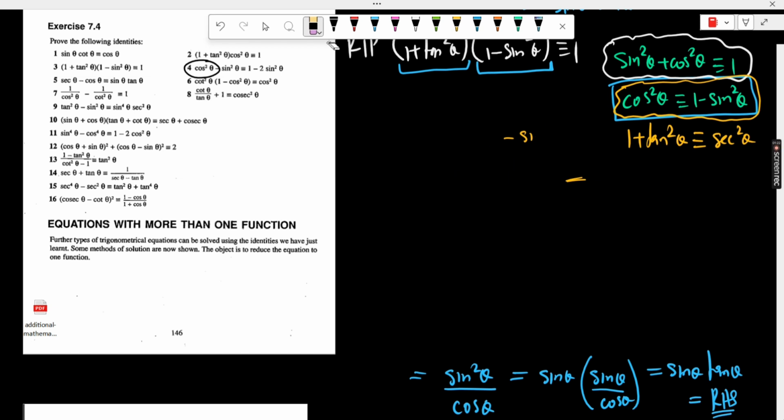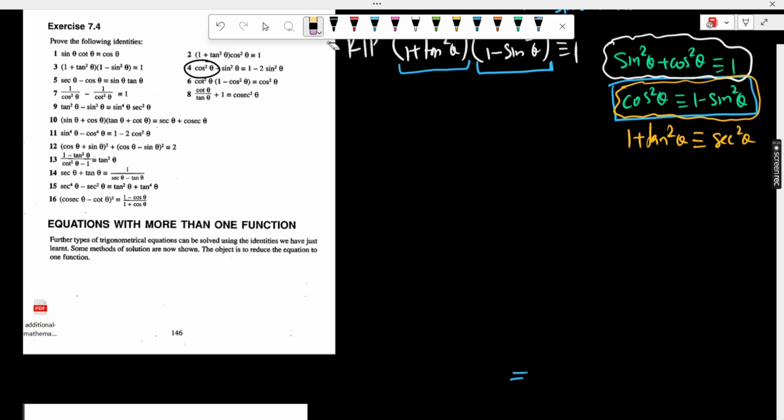Number 6 says, we want to prove that cot squared theta times 1 minus cos squared theta is equivalent to cos squared theta. So once again, we're going to ask ourselves, which of the two sides appears to be the more complicated? On the left side, right, the left-hand side. So this is number 6. We're required to prove that cot squared theta times 1 minus cos squared theta is equivalent to cos squared theta.